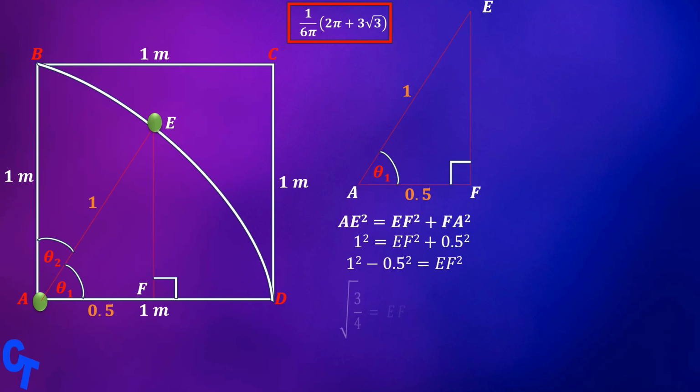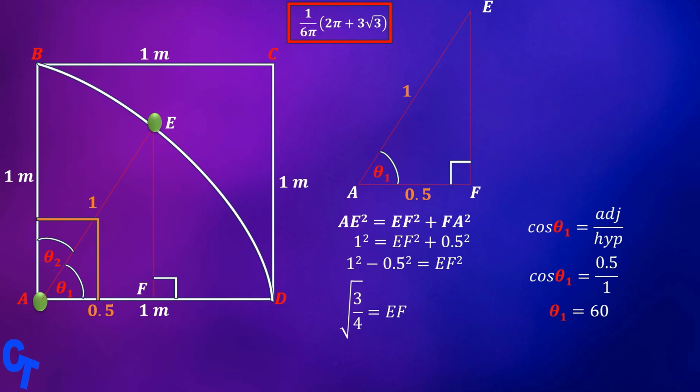So I'm going to say cos theta is equal to adjacent over hypotenuse. For the adjacent, it's going to be 0.5, and the hypotenuse is going to be 1. Cosine inverse of 0.5 is going to be 60 degrees. Now it's time to find theta 2. But for theta 2, we don't want to do something complicated.